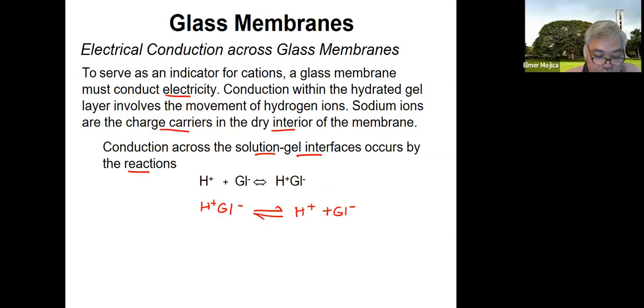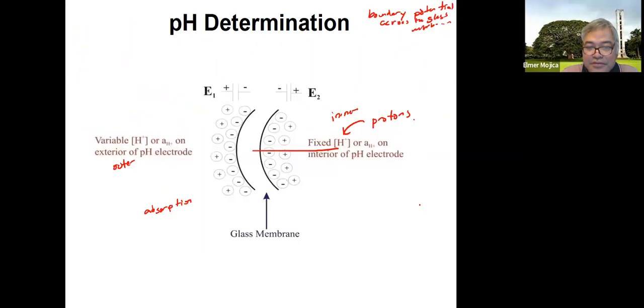So what do we see here? This one might be happening between the glass membrane and the analyte. And the second one is happening between the glass and the internal solution. Remember this one? So the first one happened here. The second one is happening on this one. So we could say that's the first, and that's the second, the interaction that you have here.